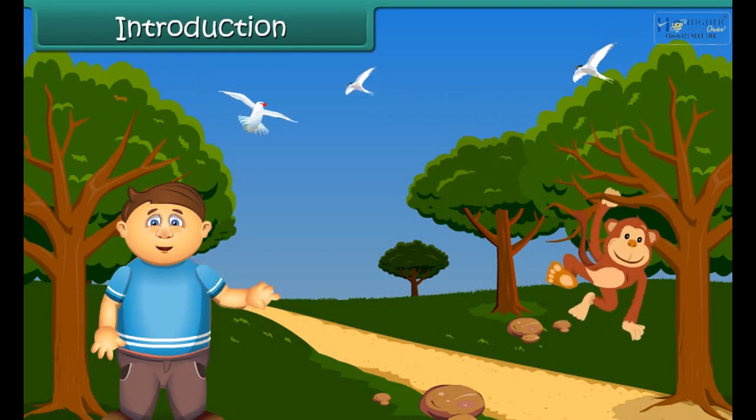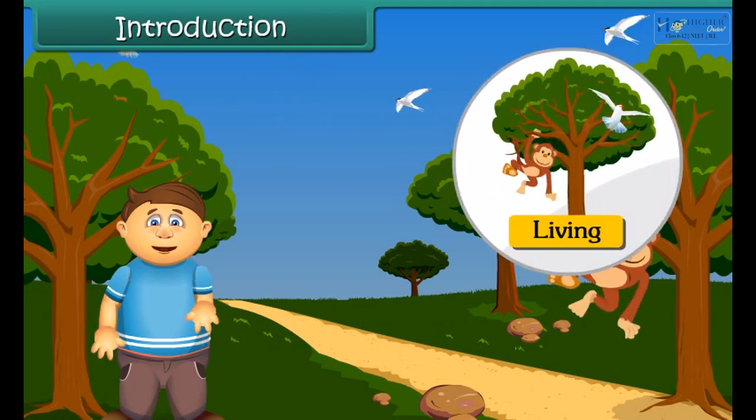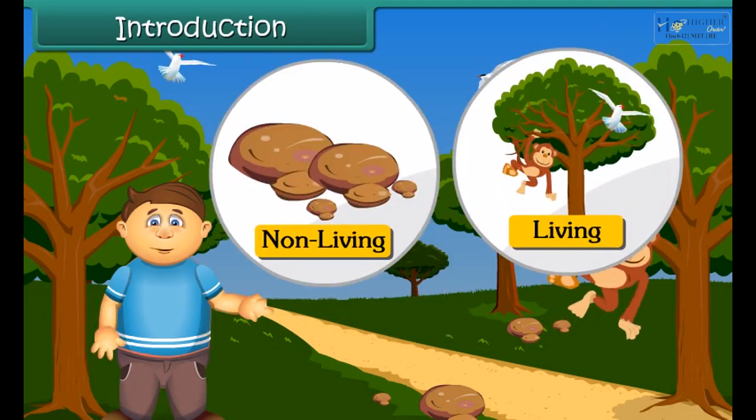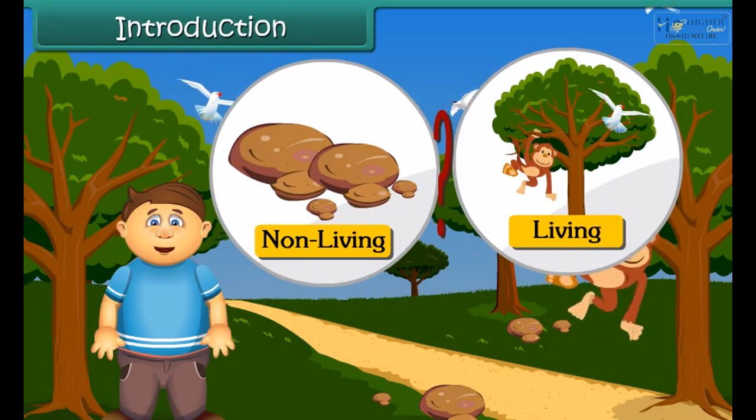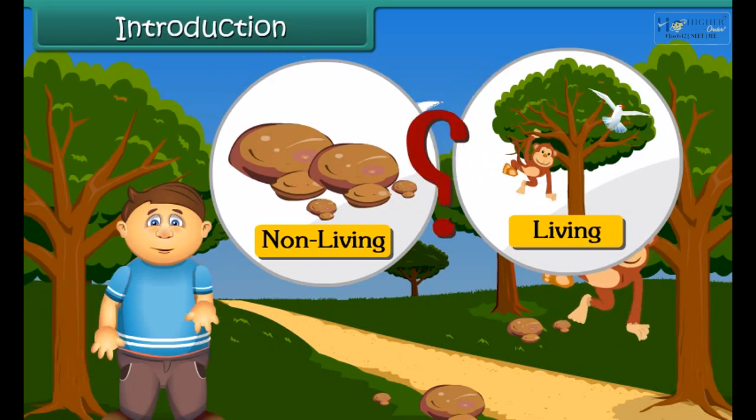Every day usually we see many things around us. Out of them some can move, while some cannot. Do you know why this is so? Let's understand the reason behind this.